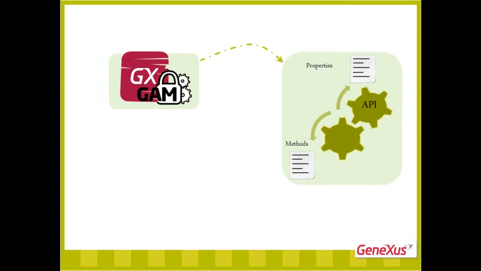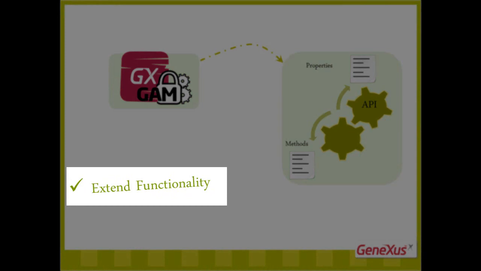By enabling the GeneXus Access Manager in our application, we were able to use the API's methods and properties in an easy manner to obtain data on the GAM and use it from our application. This means that the API allowed us to expand the functionality of the security mechanisms provided by the GAM.